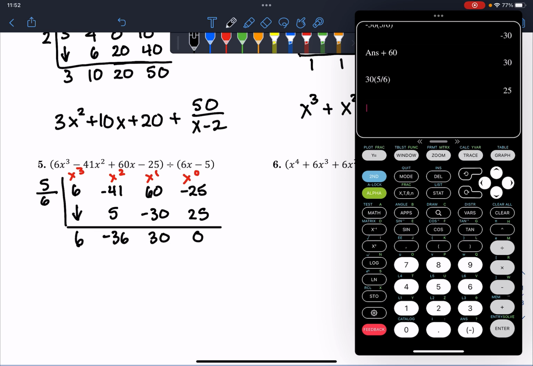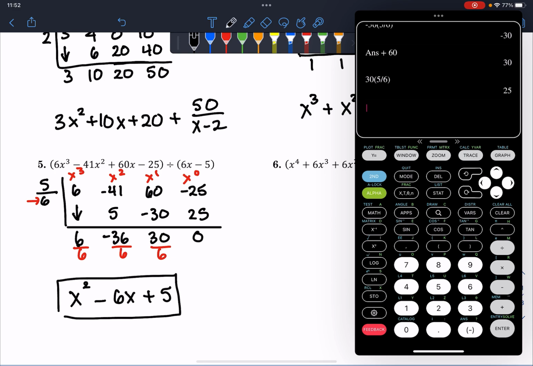Now remember here, since we're dividing by 6, these numbers have to be divided by 6. So we're going to end up with 1x to the second power minus 6x to the first, and then plus 5. That's your quotient.